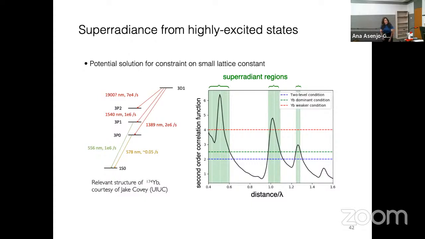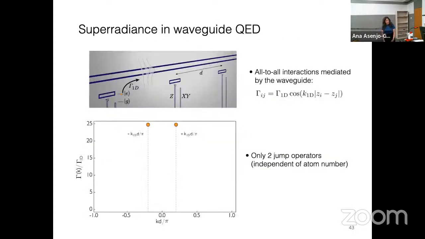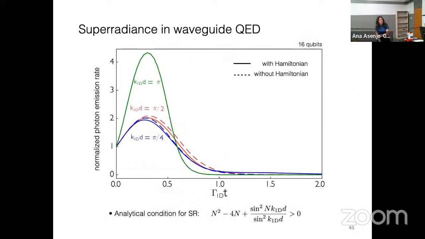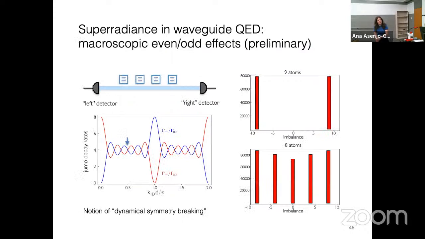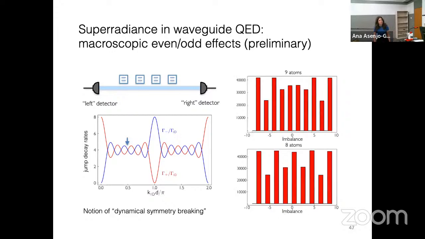And then I have an example of what happens in superconducting qubits, but perhaps for the sake of time, I can skip that. If you're interested in superconducting qubits, you can ask me. Yeah, so I will skip that. But superradiance also happens in waveguide QED, and there are very weird, even odd effects that we still don't understand.